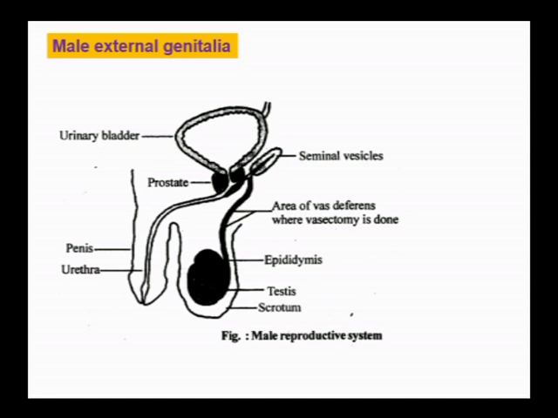Coming to the male external genitalia. Male external genitalia include the scrotum and penis. So these are the parts of the male reproductive system considered external genitalia.